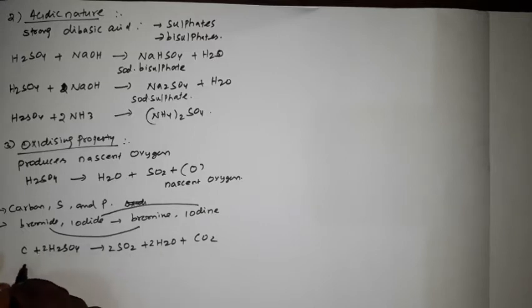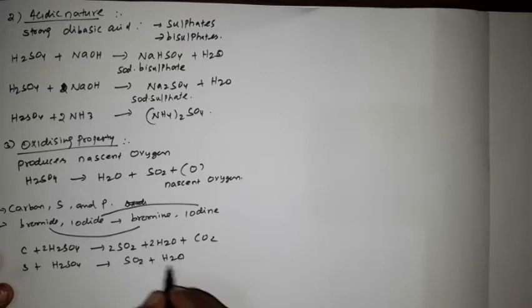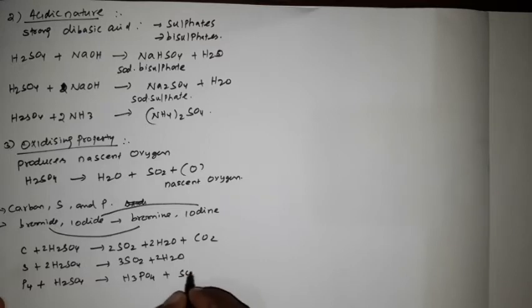Next one, sulfur plus sulfuric acid H2SO4. The sulfur is oxidized to sulfur dioxide plus water. Balance the equation, put 2 here, 3 here. Okay. Next one, phosphorus P4, sulfuric acid H2SO4. Then it will be oxidized to phosphoric acid, H3PO4 plus SO2 plus H2O. Balance the equation, put 4 here, then 10, then 4 here, then 10 here.